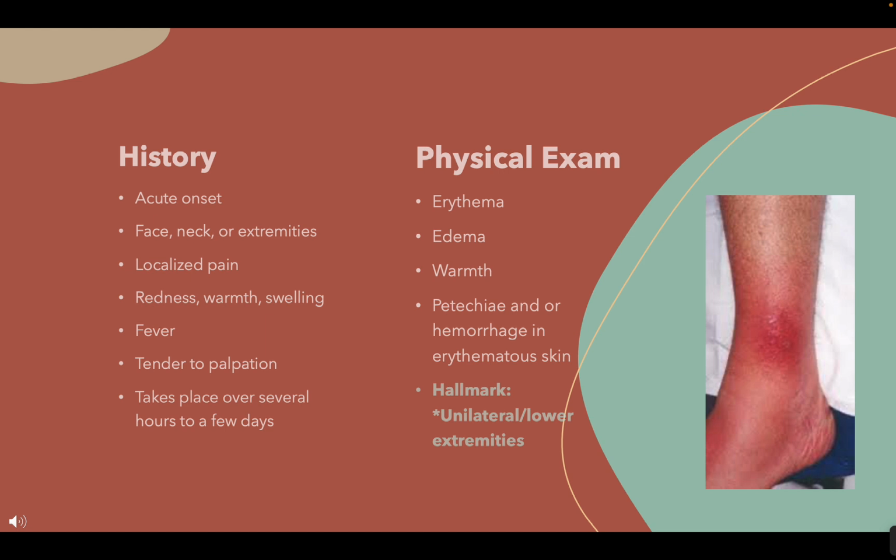Upon physical examination, the provider may notice some erythema, edema, warmth, petechiae, or hemorrhage within the reddened skin. Hallmark signs are that cellulitis usually happens unilaterally and in the lower extremities. Usually, if it is on both sides of the extremities, the provider may want to look at a different diagnosis.